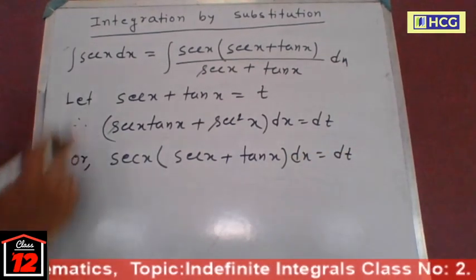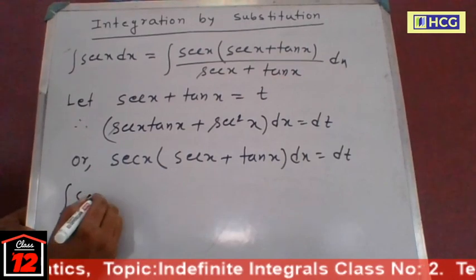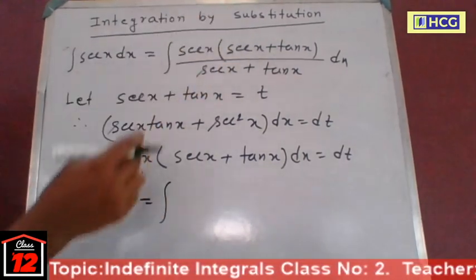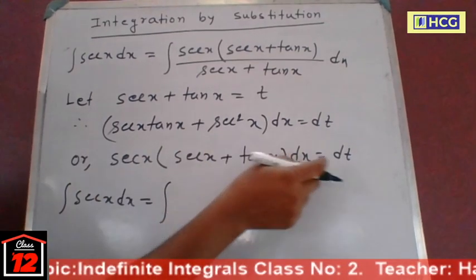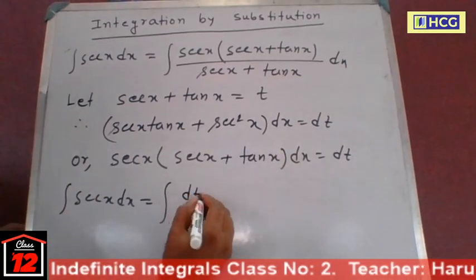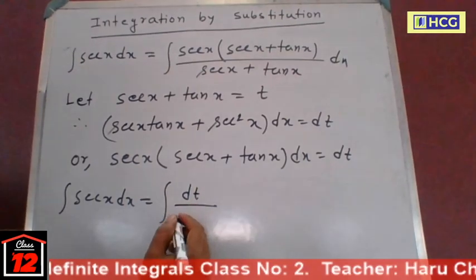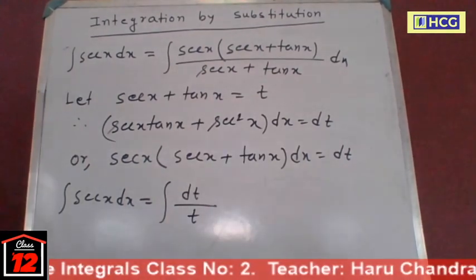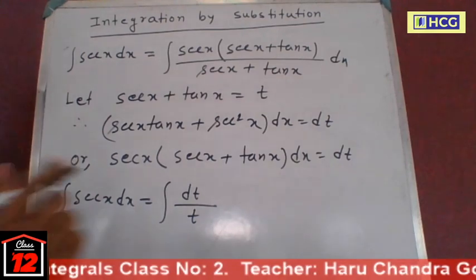So therefore the given integral, integration sec x dx, is equal to this, and sec x into sec x plus tan x dx is dt. So dt by sec x plus tan x, and sec x plus tan x is t. The independent variable x has changed to the independent variable t.